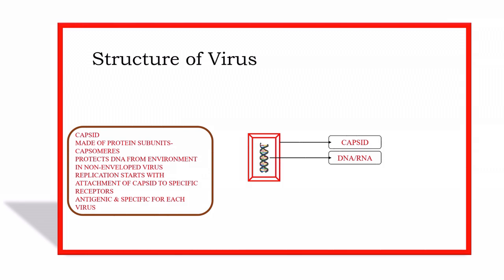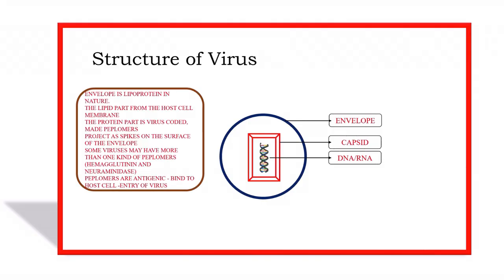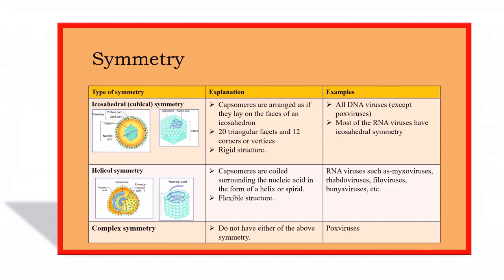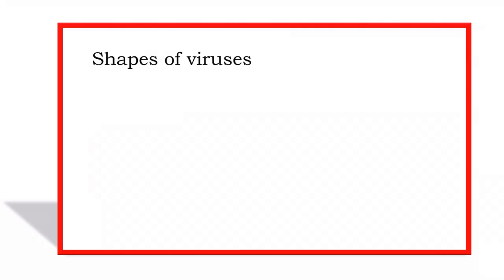Then we spoke about the peplomers, which are there on top of the envelope. Some of them are part of the attachment sites of the virus to the human cell. There are two different types, the most common ones being hemagglutinin and neuraminidase. Then we spoke about symmetry, the different ways in which the capsid can be arranged, and the size of viruses, from the smallest, parvovirus, to the biggest.